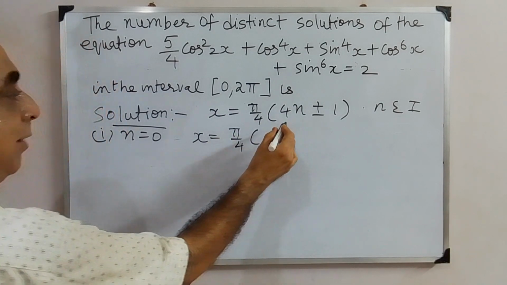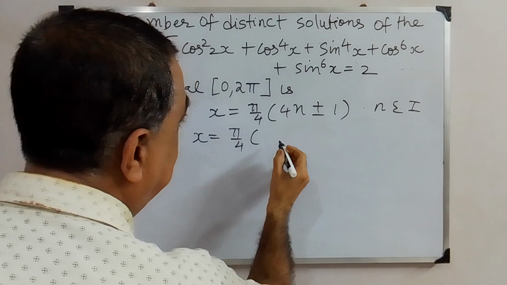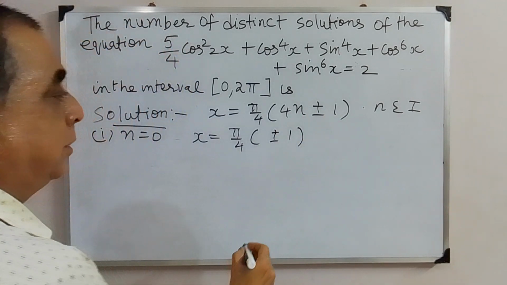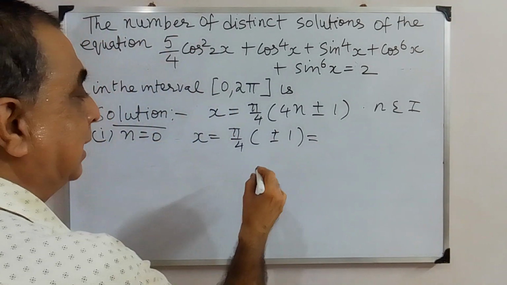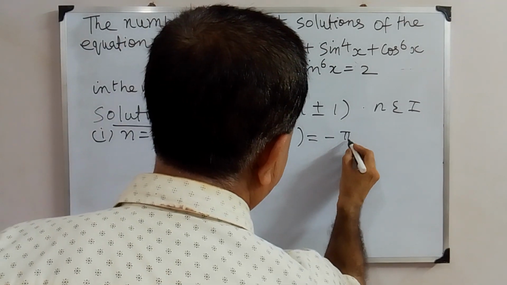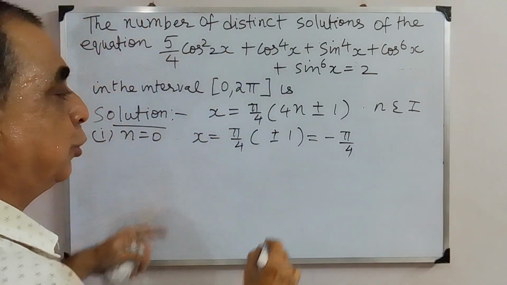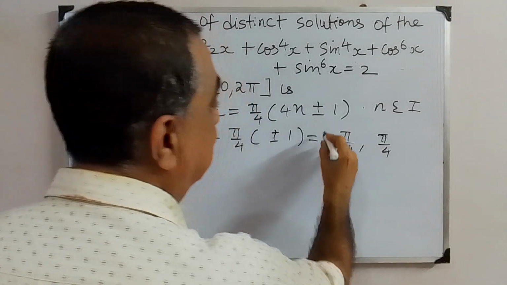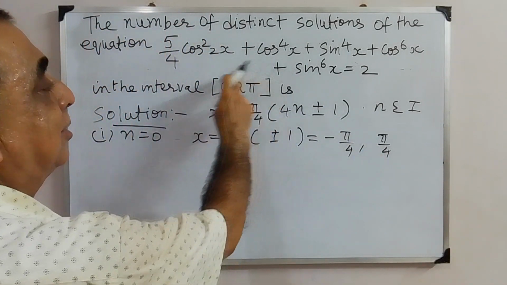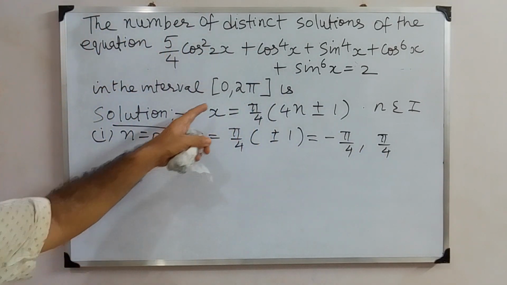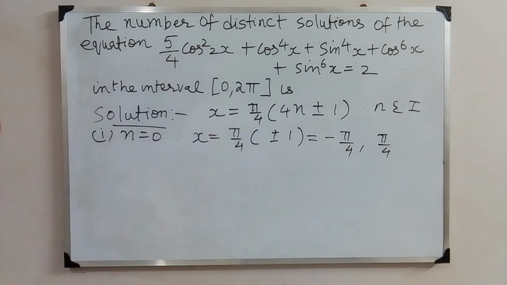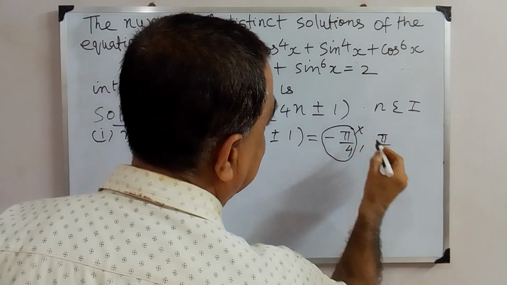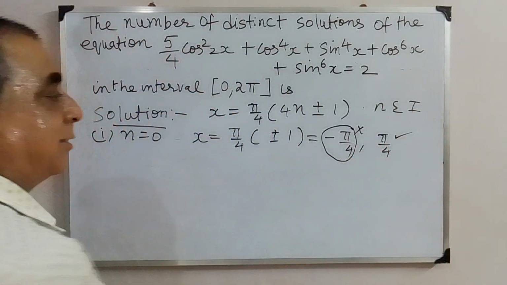Here if I put the n value 0, 4 into 0 will be 0. So 0 plus minus 1 will be plus minus 1. So what values of x are we getting? When n is equal to 0, we get minus pi by 4 and plus pi by 4. But minus pi by 4 is not in this range, because we have to find the values of x which are between 0 and 2 pi. So this value is not accepted. This is cancelled out, and this is the value accepted.